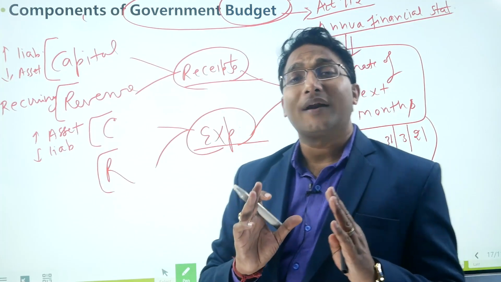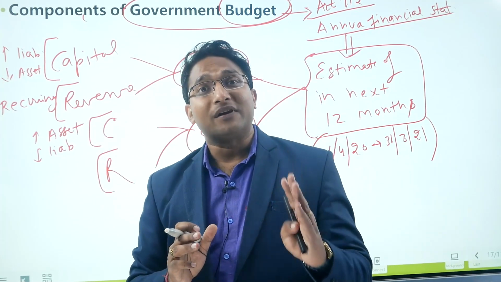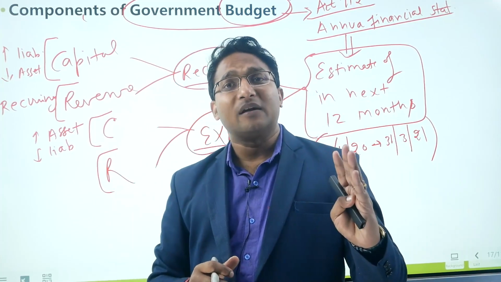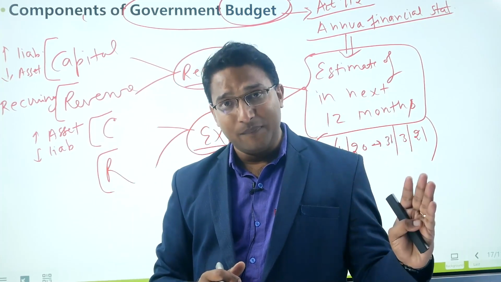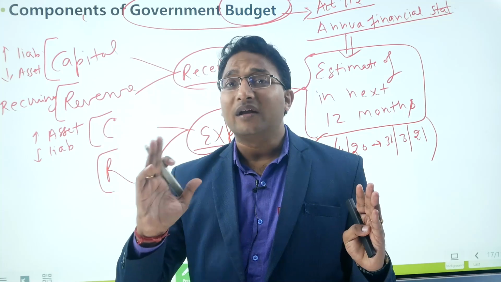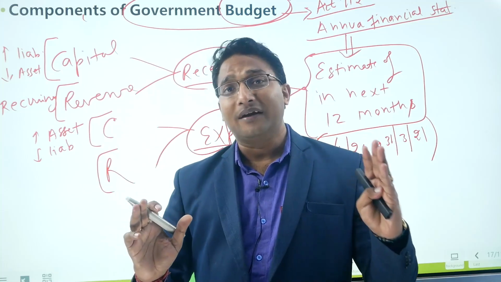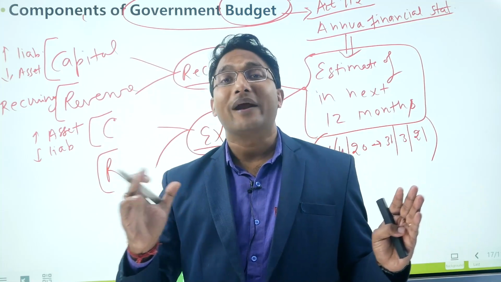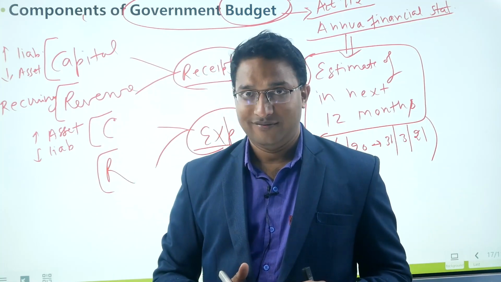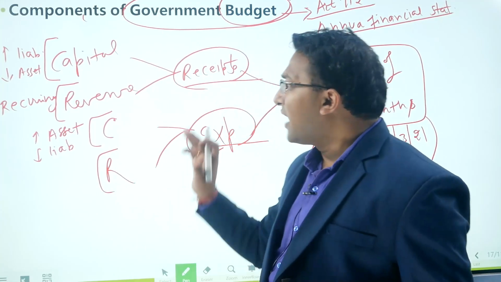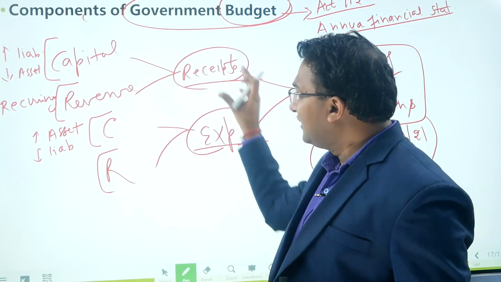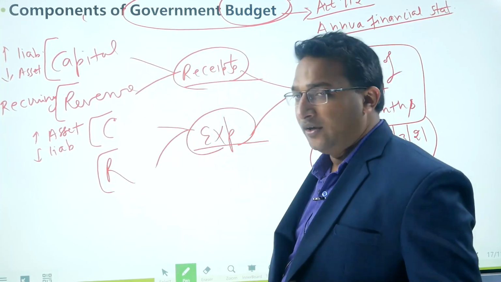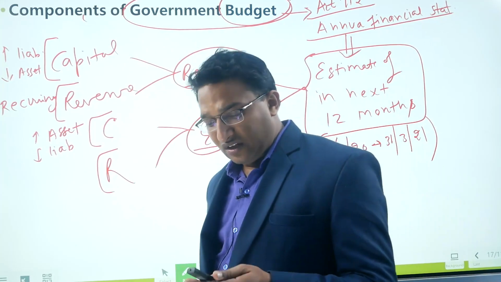So if we try to classify between capital and revenue items, capital items are impacting the asset and liability part. Revenue items are recurring in nature. Capital items are not recurring in nature. Revenue items are not impacting the asset and liability portion, right? So this is how we classify the receipt and expenditure both into capital and revenue. We will see these things in further detail.